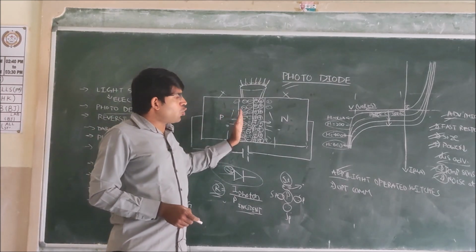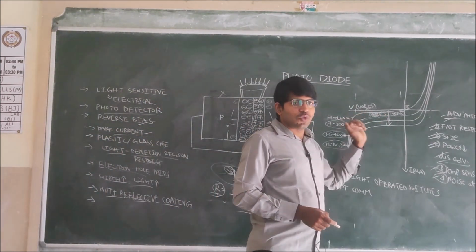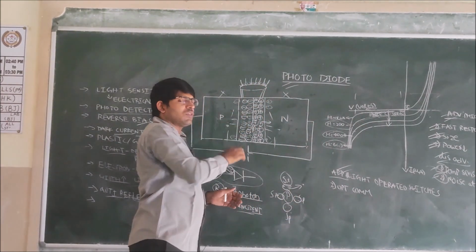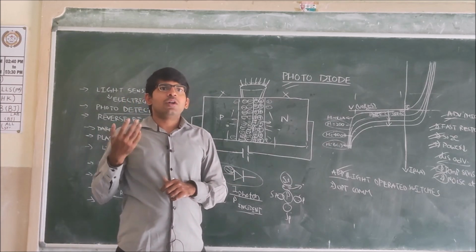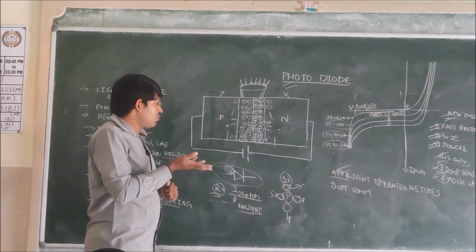The electron hole pairs are formed, then we are getting the current that is called photocurrent. The more light you give, there is a chance for formation of more electron and hole pairs, and we will get more photocurrent. This is the working principle of the photodiode.